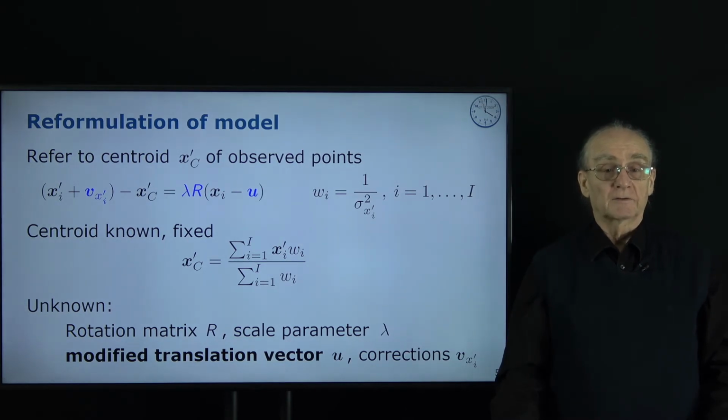And we now have as unknowns the rotation matrix, the scale parameter, the modified translation vector u, which is here, and of course the corrections. So this is our model.